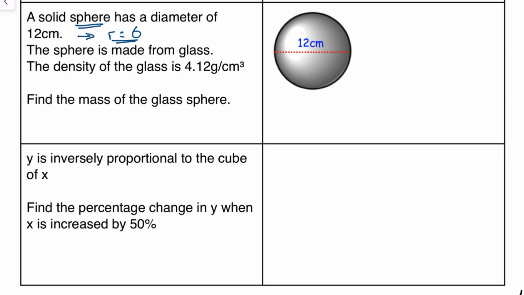The sphere is made from glass. The density of the glass is 4.12 grams per centimetre cubed. Just take account of the units. So these are in centimetres and I want my answer in grams. Find the mass of the glass sphere.